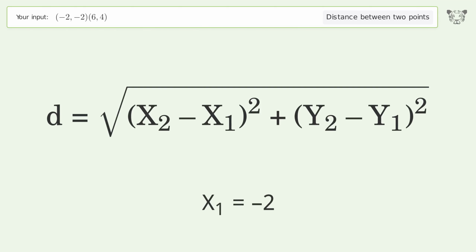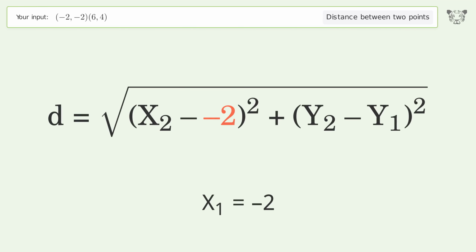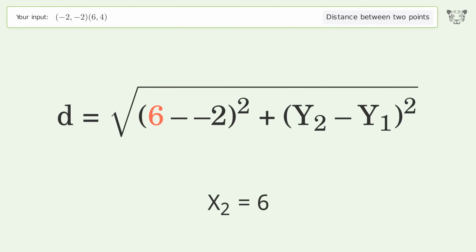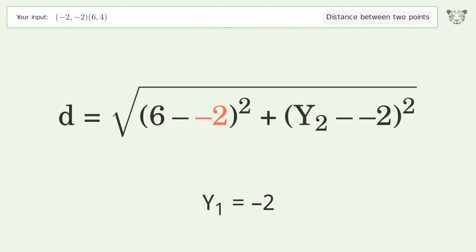x1 equals -2. x2 equals 6. y1 equals -2. y2 equals 4.